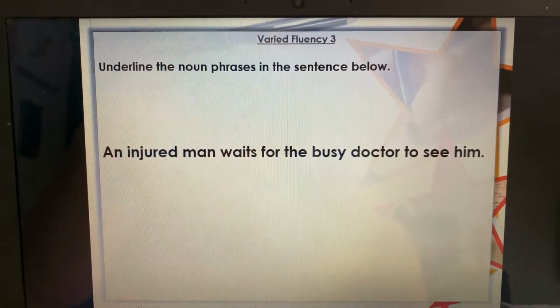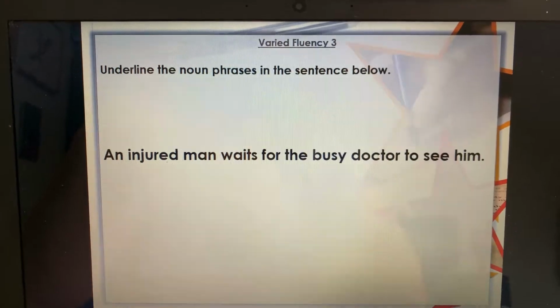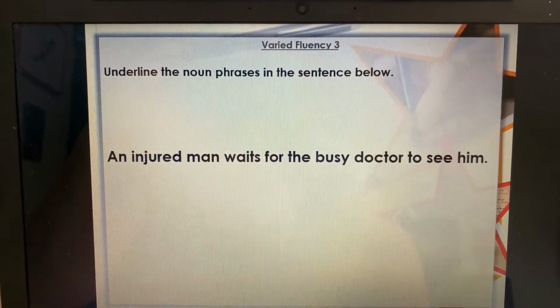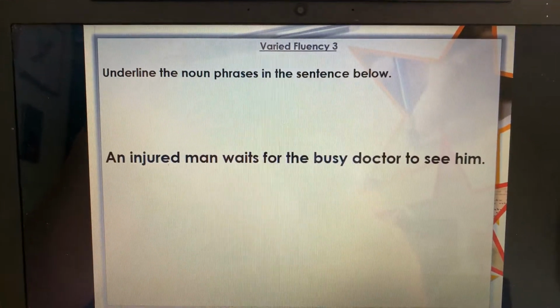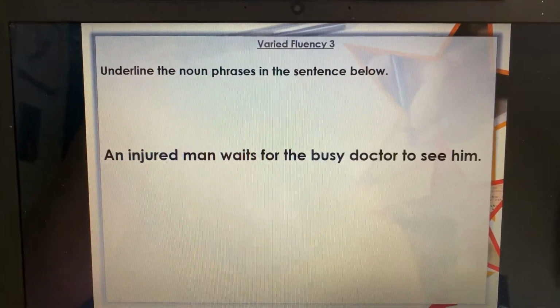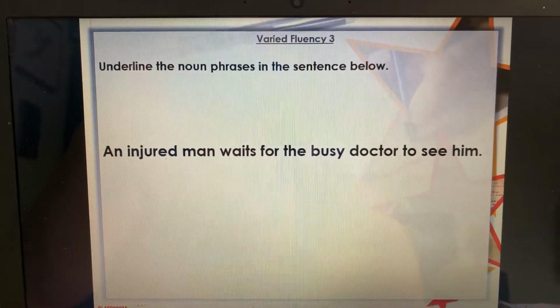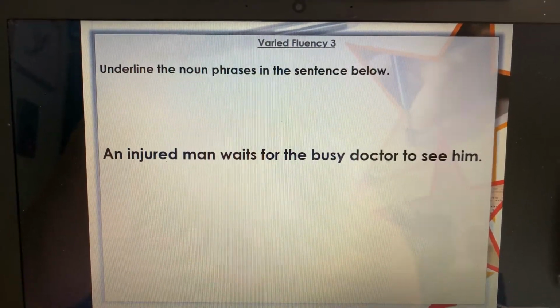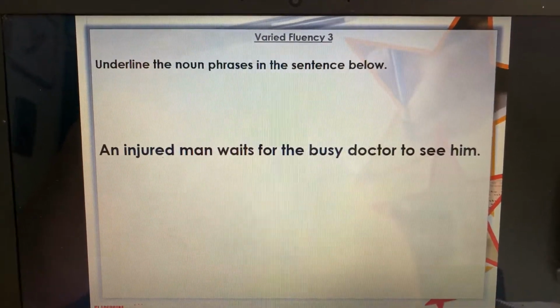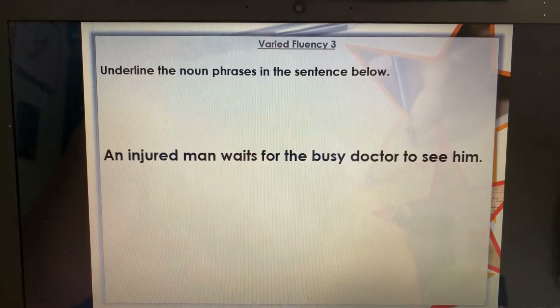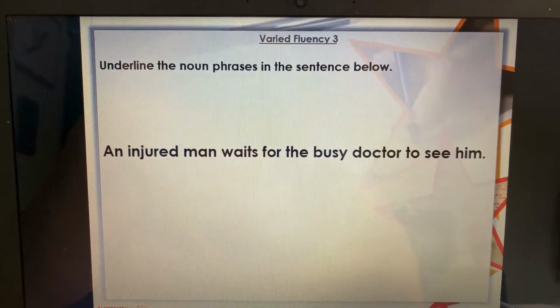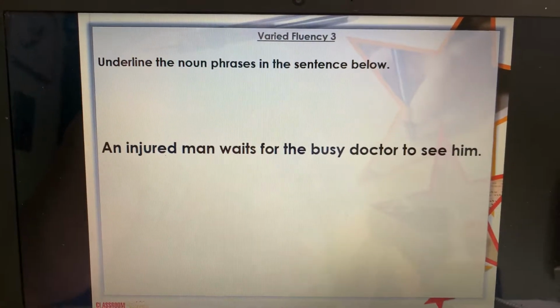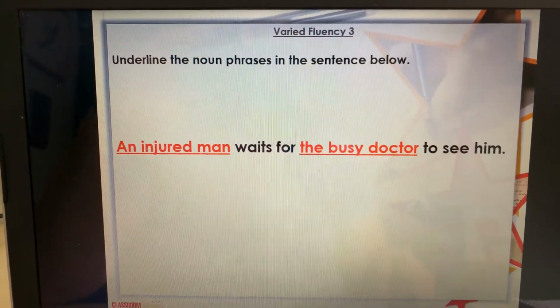If it was just a simple noun phrase, it would be a man. However, they've put an injured man. So that's an expanded noun phrase. And then they've got doctor, which is a noun. A simple noun phrase would be the doctor. They've expanded the noun phrase when they put busy in, so it's the busy doctor. Here we go. Okay.